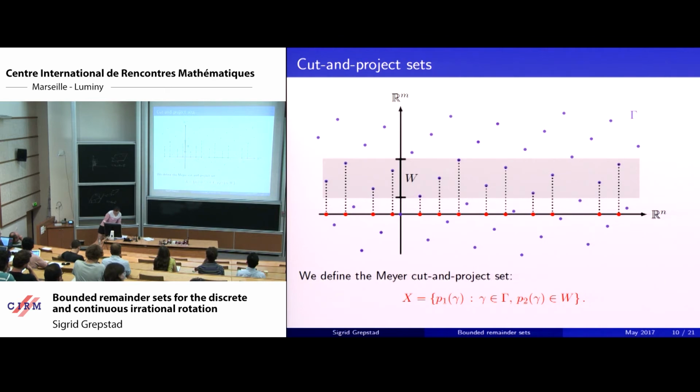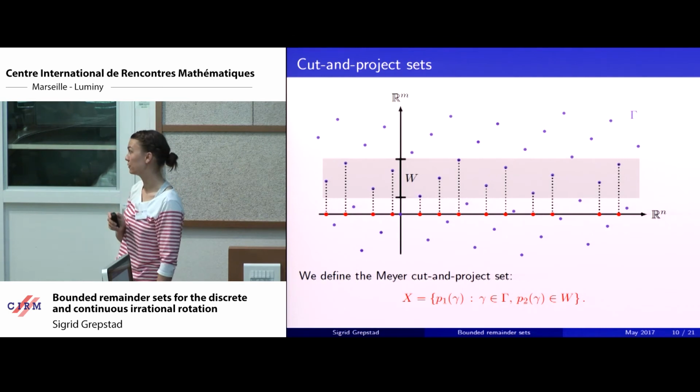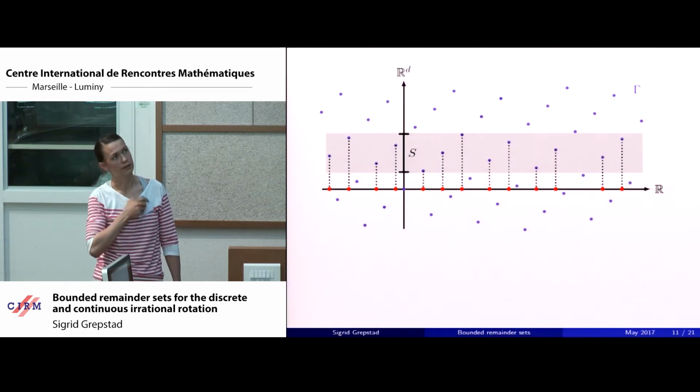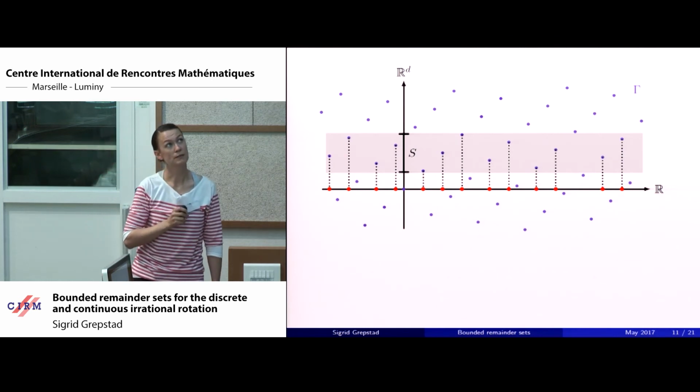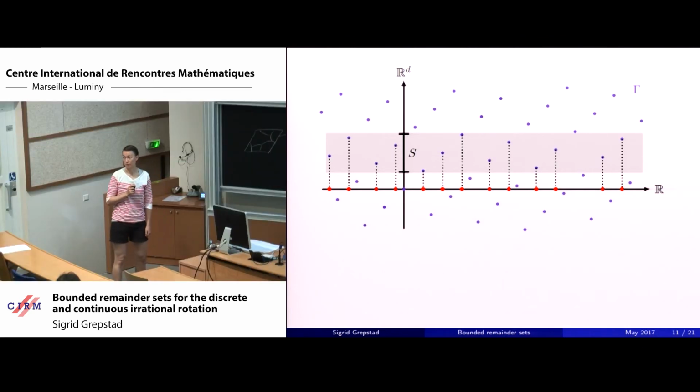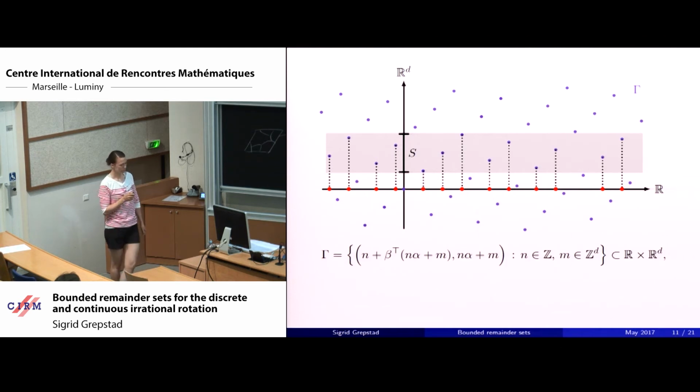Now, we will not be interested in just any cut and project set, but rather a particular one, which is the following. We take M to be D and N to be 1. So we are now in R^D times R^1. And I'm going to call my window S, just to match with what I was talking about previously. Moreover, I'm not considering any lattice Gamma, so I'm considering a very particular one, which is this one. And this looks a bit messy, but these are the important details.